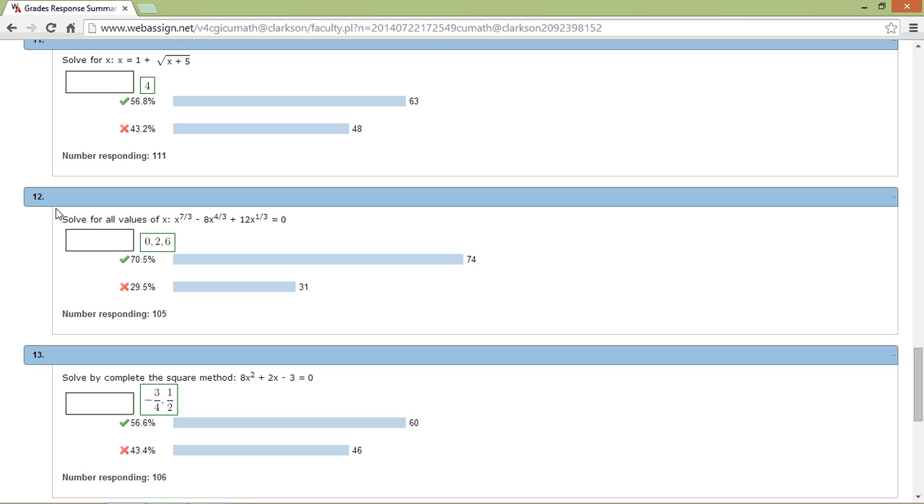Pretty good results for number 12. People seem to be getting the hang of the fractional exponents here. This was a little different because you had to factor out an exponent and then everything went to integers, so it got a little bit easier, maybe. But that's coming along. The complete the square method, we detailed that question on question number 6 from the previous video. So we'll do number 13 here and take another look at this complete the square method. See if you can understand the algorithm for how you do this question.